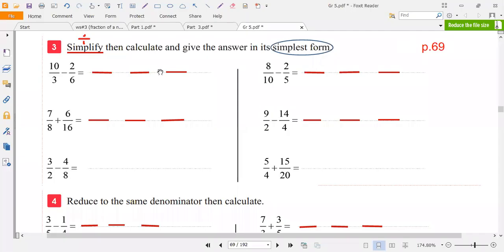Hello, in this video we'll do exercise 3, page 69. Simplify, then calculate and give the answer in its simplest form.